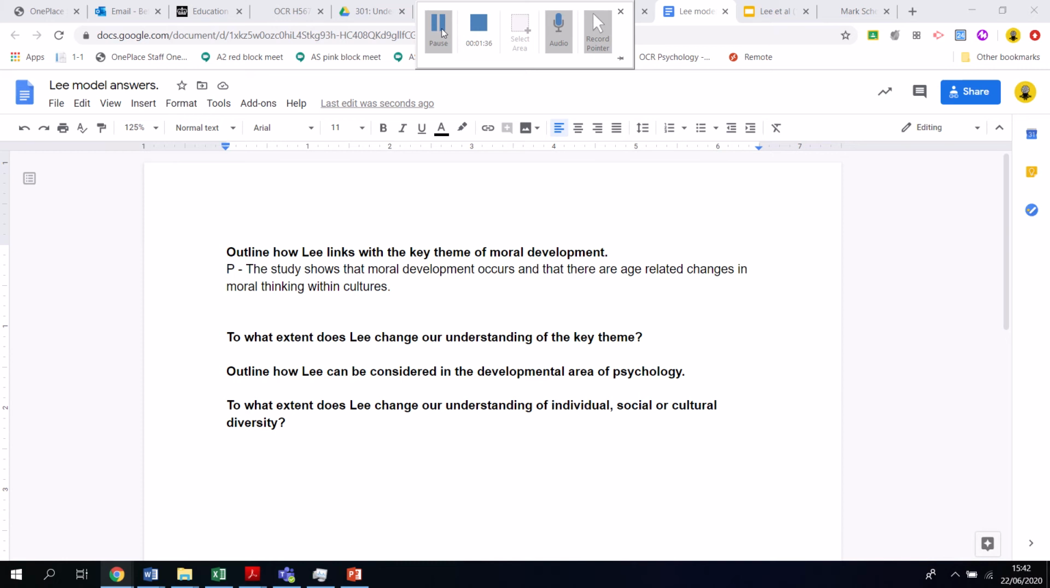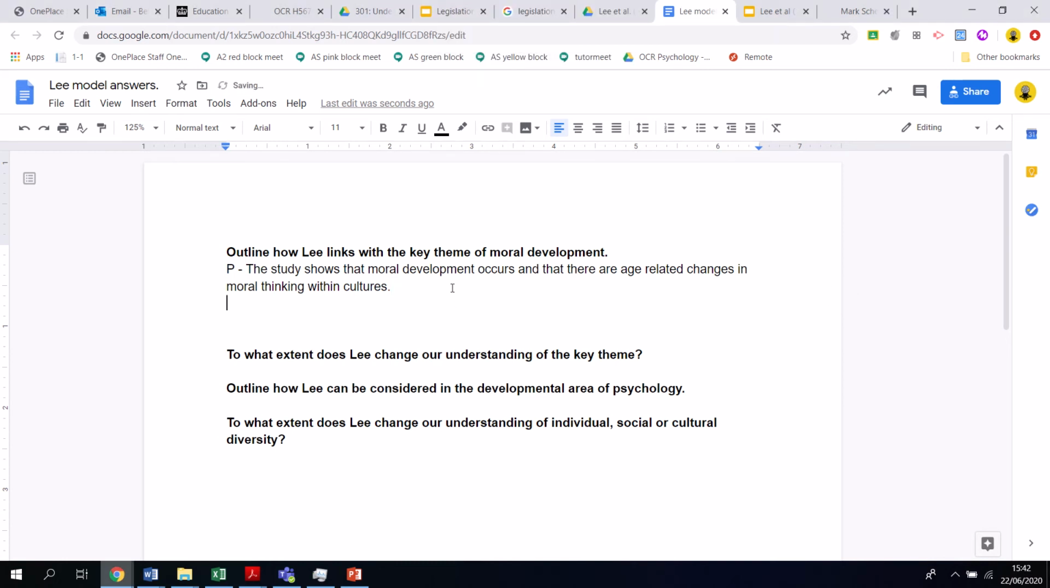Because it's just a simple P paragraph and I've added in the point, the next thing I need to do is add in some evidence to back up that point. That would be some context from the study. What we can talk about here is that in Lee's study, when we compared the Canadian children and the Chinese children against one another, the ratings of truth-telling and lie-telling as good or bad started to show differences between the cultures, particularly at certain ages.